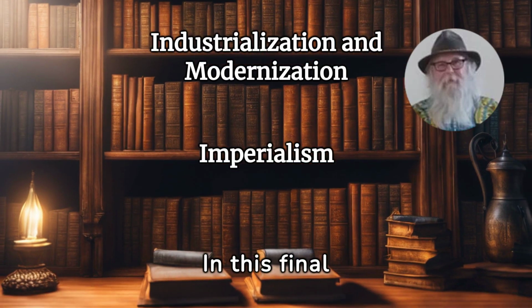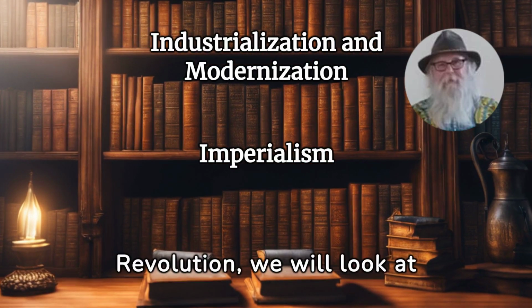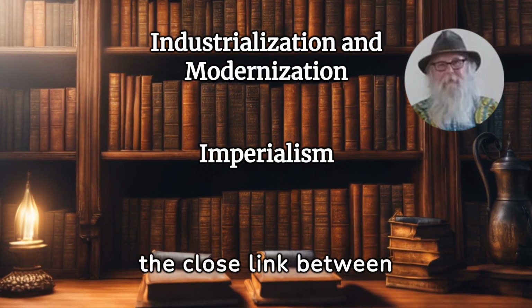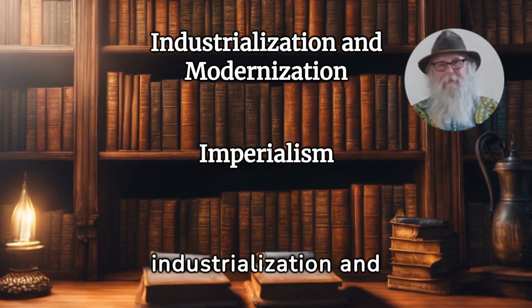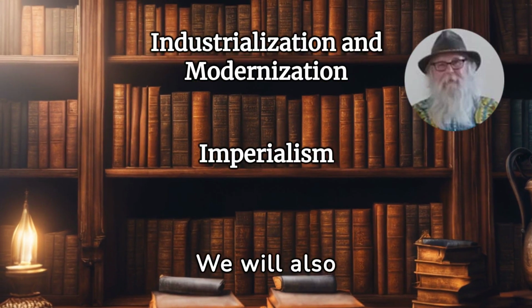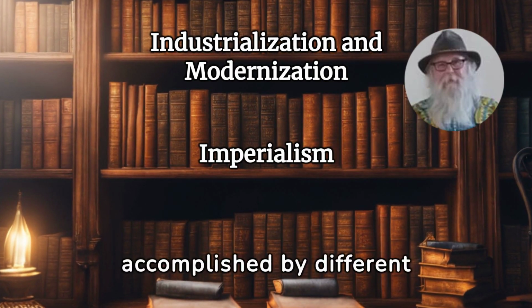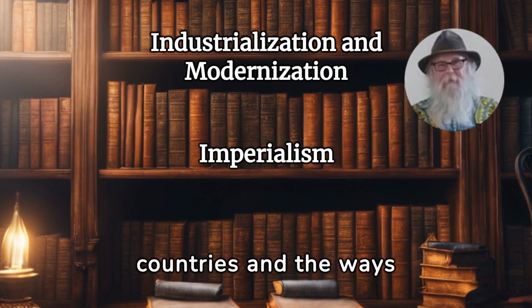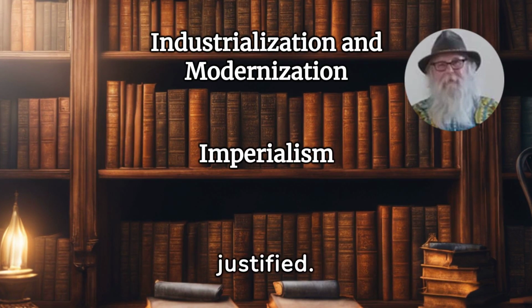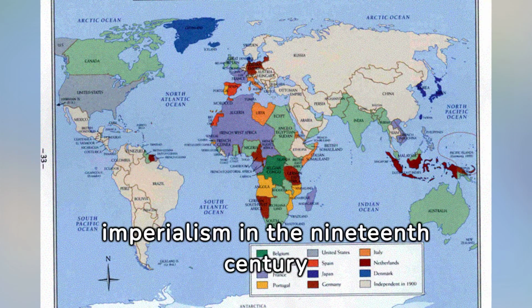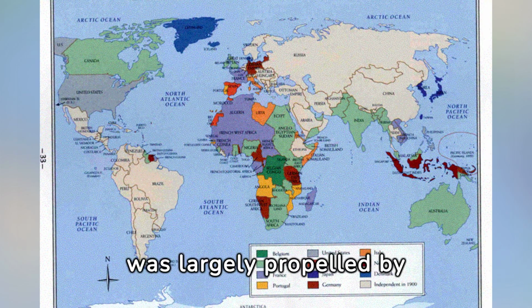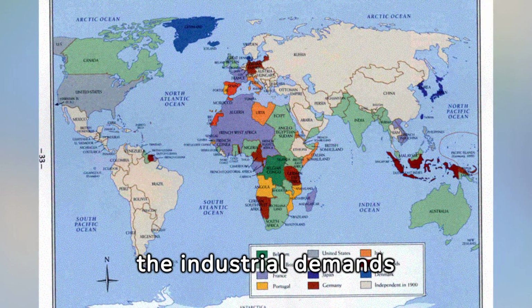In this final segment on the Industrial Revolution, we will look at the close link between industrialization and imperialism. We will also consider some of the ways imperialism has been accomplished by different countries and the ways imperialism is justified.